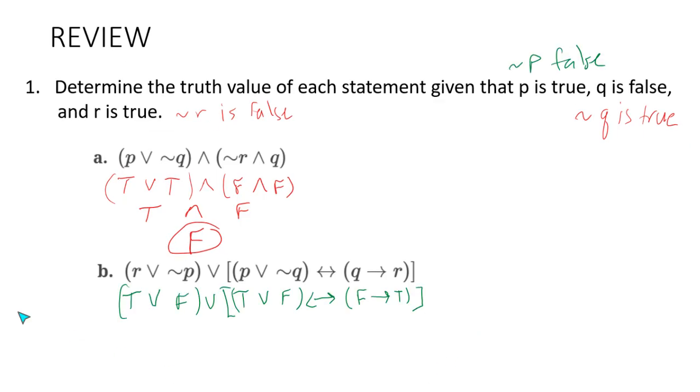And R is true. Negation P. Well, if P is true, then the negation of P would be false. So I write false. And then I'm just writing down my symbols, right? So right now I'm not evaluating or anything. I'm just writing down our symbols so that it's easier to view them together.